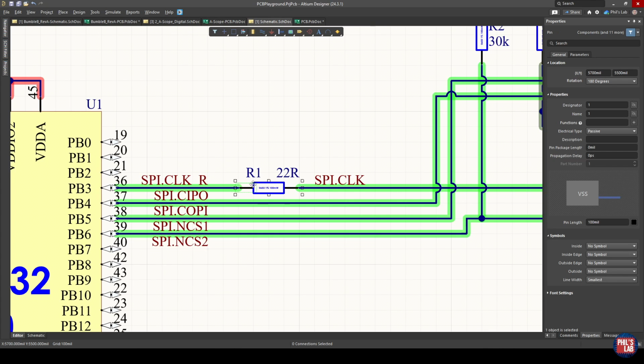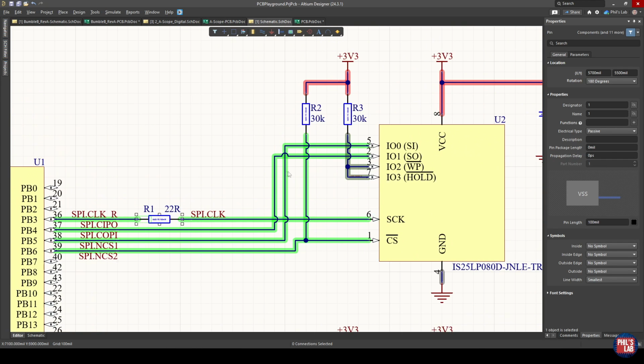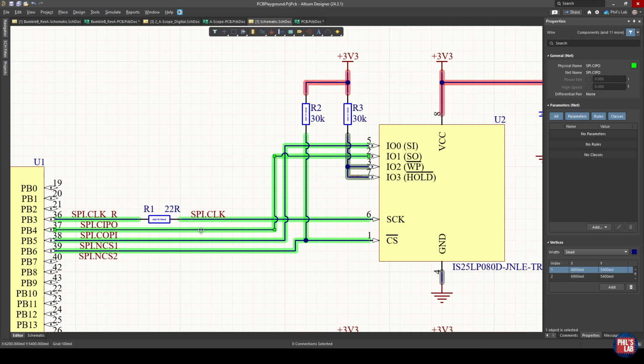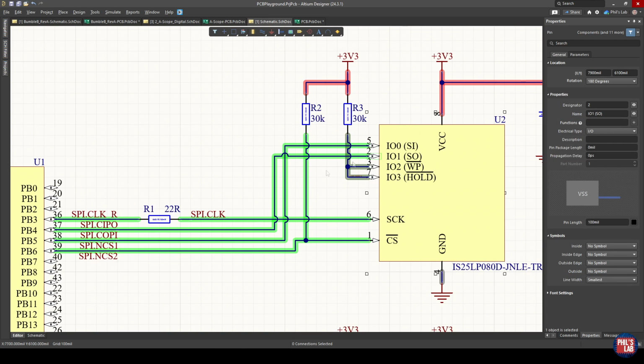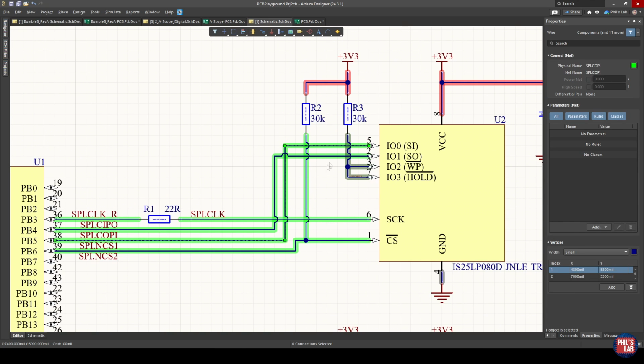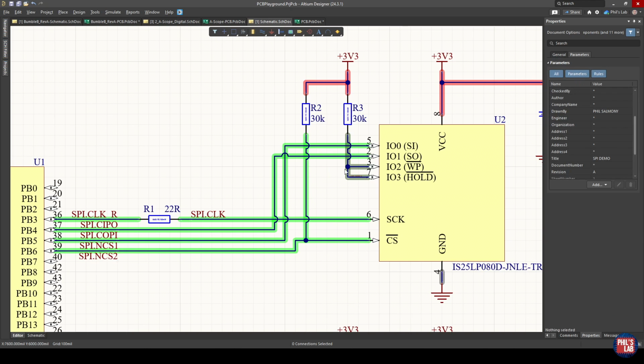I've put this on the schematic also to symbolize later for the PCB designer that this resistor is a termination resistor and should be placed close to this side. Excuse the messy wiring here, but all I'm doing is point-to-point connection, so clock to clock, controller in, peripheral out to the flash memory output, controller out, peripheral in to the flash memory input, and the chip select to the chip select.